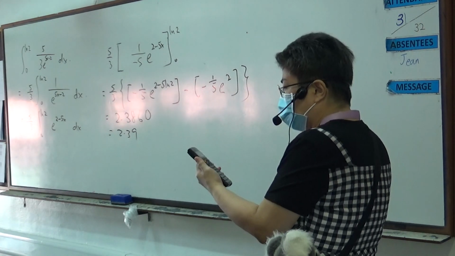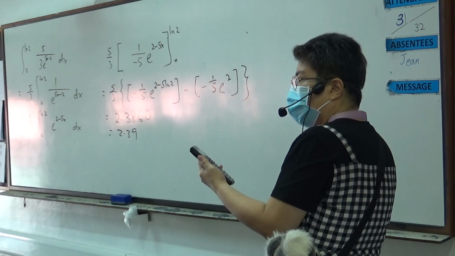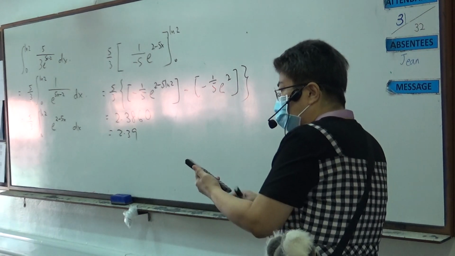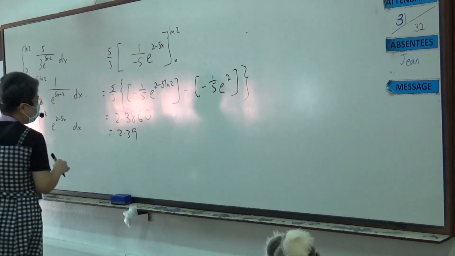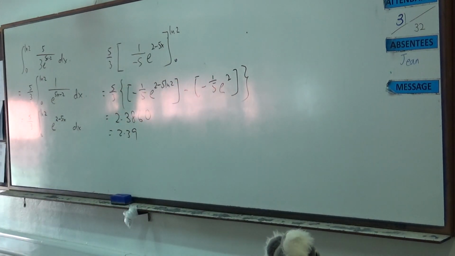How come I don't get the answer? I get 1.23. Wait, let me just double check. Maybe I made a mistake, okay? Just a minute. Maybe I made a mistake. 5/3, am I right?